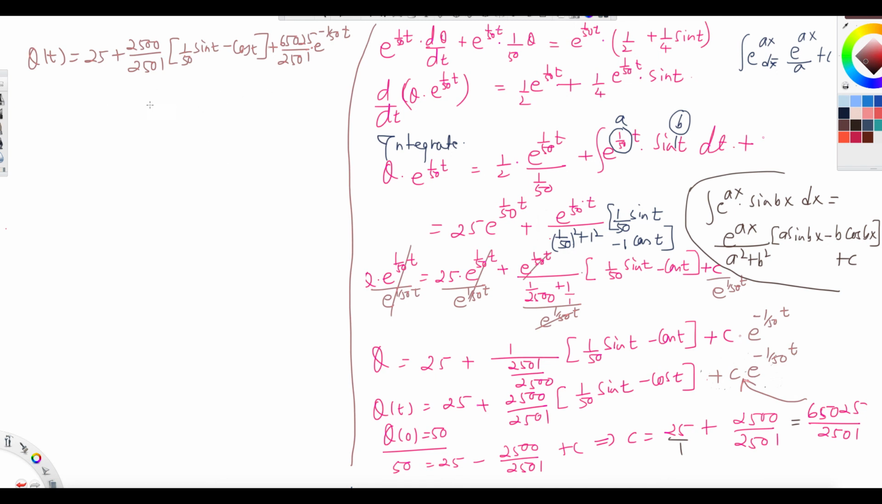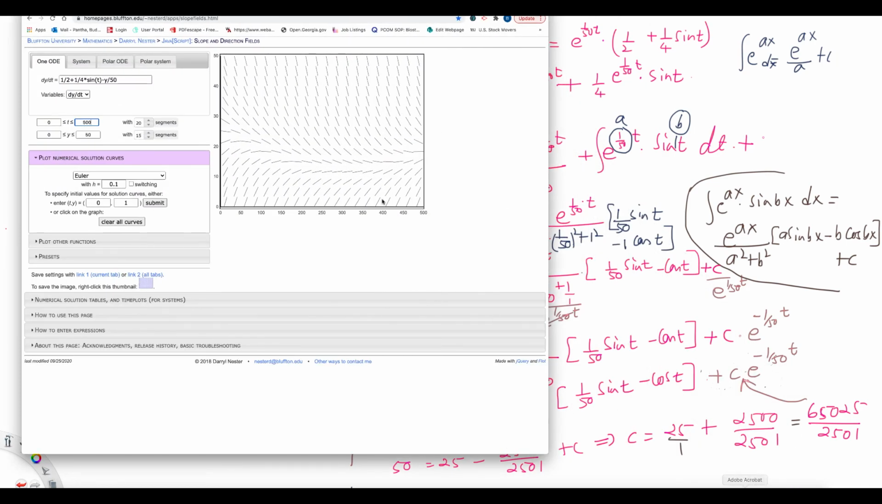Now, the next question was, we want to plot the solution. So let me use that software that we are using for the direction field to do that. I will plot the right hand side of the differential equation to see the direction field, and then we can check the solution, and we will be able to find out the long-term behavior of the solution. Okay, guys, let us see that.